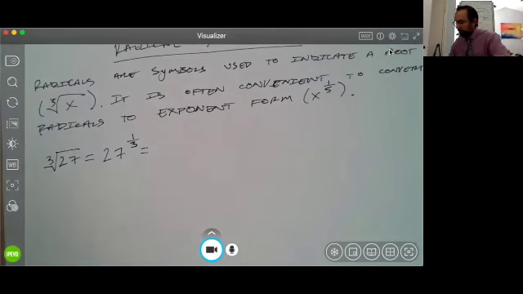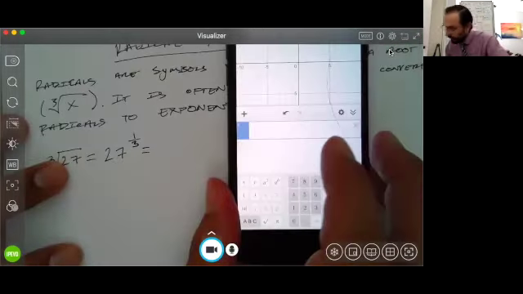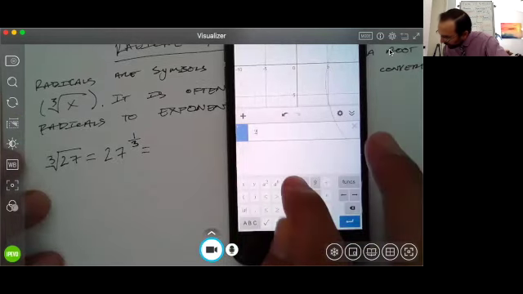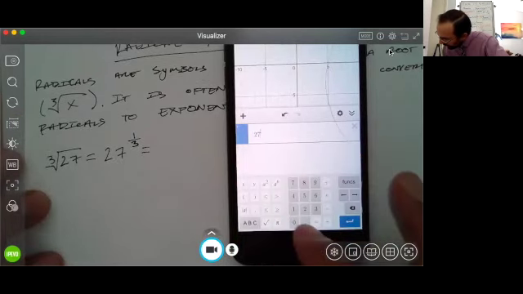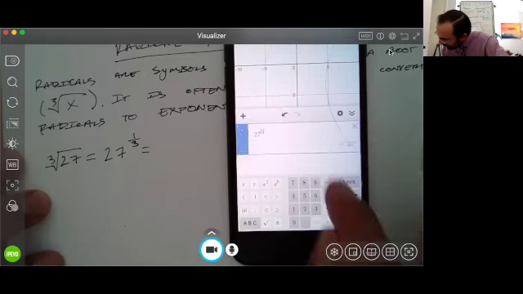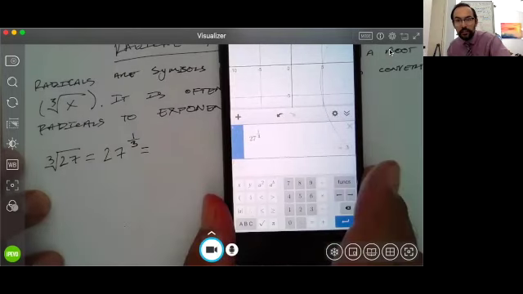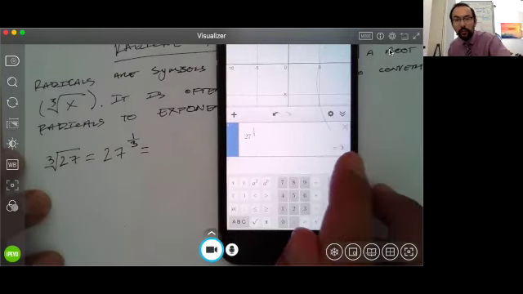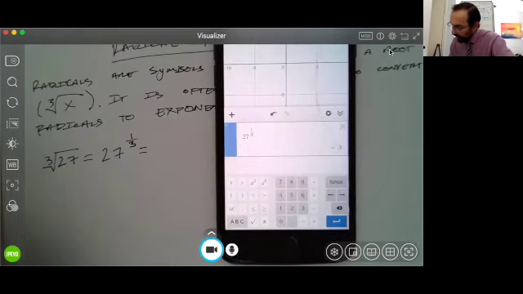So when I plug 27 to the 1/3 into my calculator, I should get 3, because I already know that answer. Just to make sure we verify, if I want to find 27 to the power of 1/3, I get 3. Sorry, my screen's a little cracked there. But 3 would be that answer.